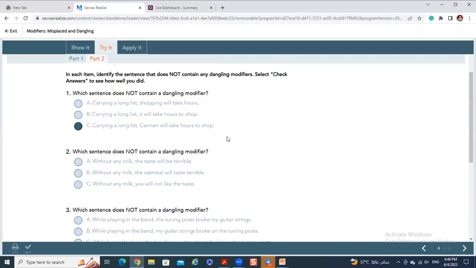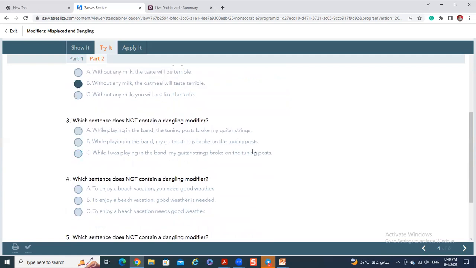Without any milk, the taste will be terrible. Without any milk, the oatmeal will taste terrible. Without any milk, you will not like the taste. Take care. Without any milk, modifies what after the comma? The oatmeal. We're going to find out at the end. Okay, Engineer Taha, "while playing in the band" modifies what?